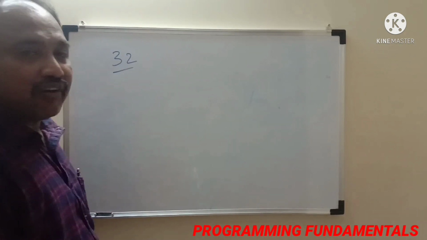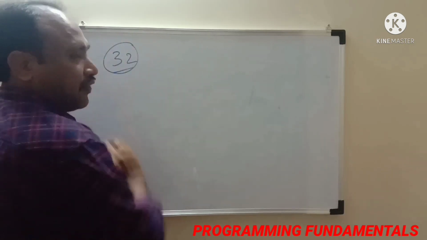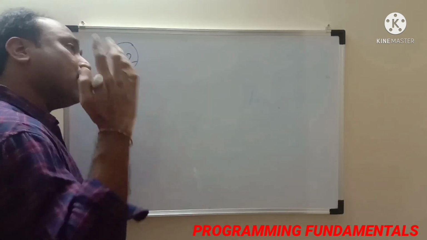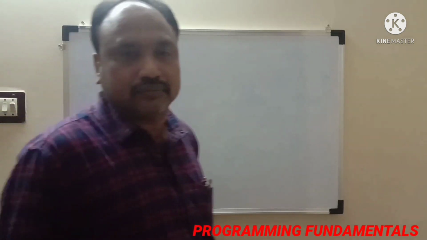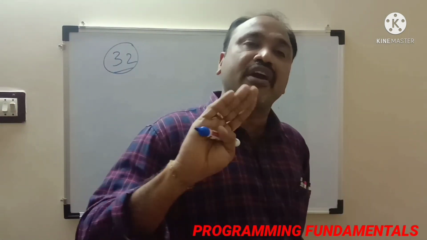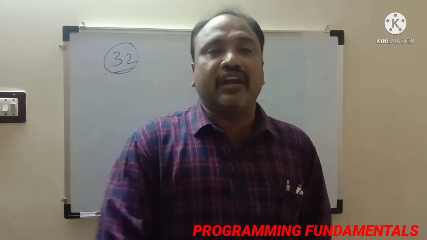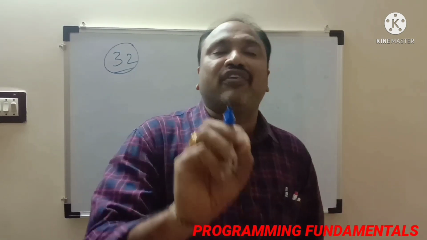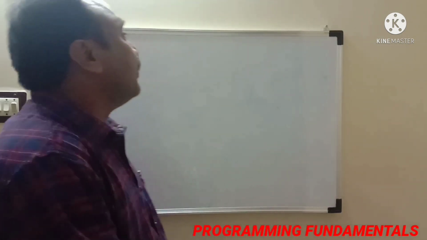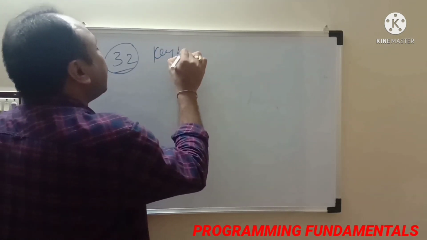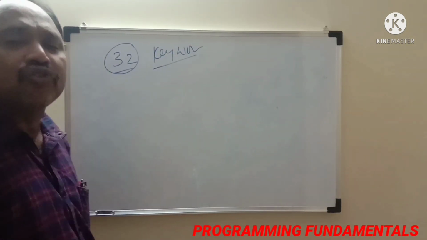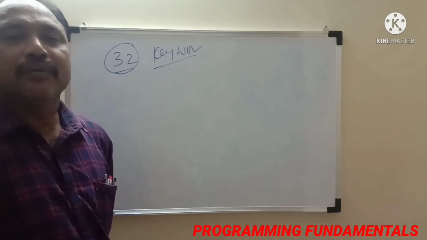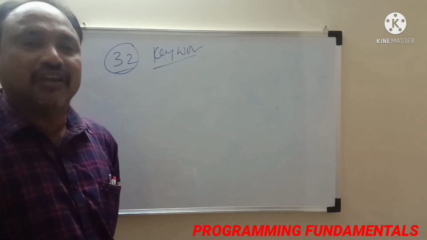How many predefined words are there? 32 predefined words are there. If you use those words, their meaning is already known to the C language. Those whose meaning is already known to the C language are referred to as predefined words, reserved words, or keywords. There are 32 keywords in our C language. Directly you can use those predefined words, that is, keywords.